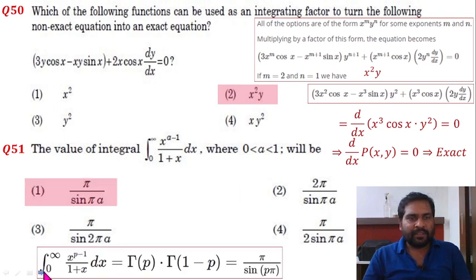This integration from 0 to infinity of x raised to power p minus 1 divided by 1 plus x dx equals gamma p into gamma 1 minus p, equal to pi divided by sin p pi. Put p equal to a here, then option A1 is going to be correct, pi divided by sin pi a.